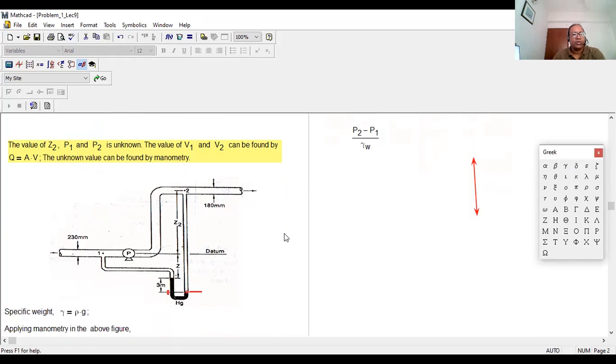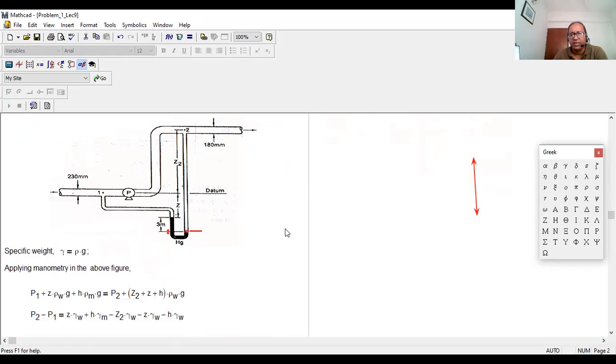Okay. So what we did, we apply manometry between 2 points. 1 point right over here and right over here. Remember, at both points, pressure will be same. So left side, we try to figure out the pressure from point 1. So left side will be P1, then you coming down all the way right over here. So if you coming down from the point 1, you have to travel from here to here. That means P1 plus, what is that height? Z. And fluid is water, right? So Z rho W into G.